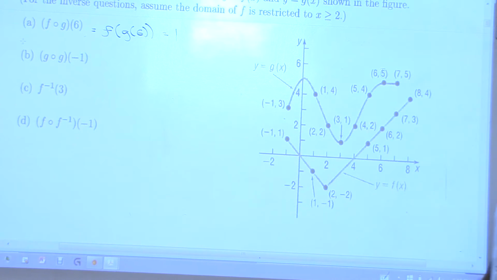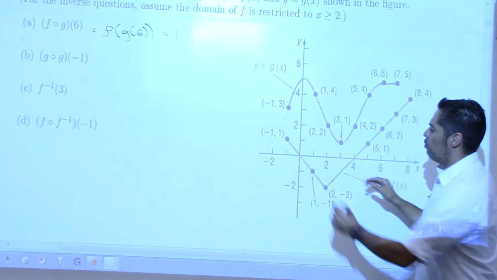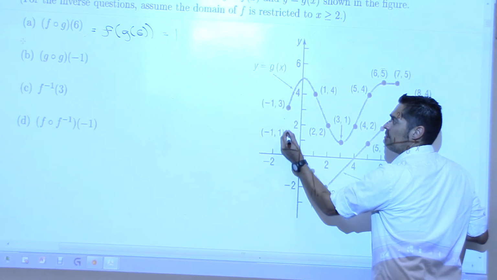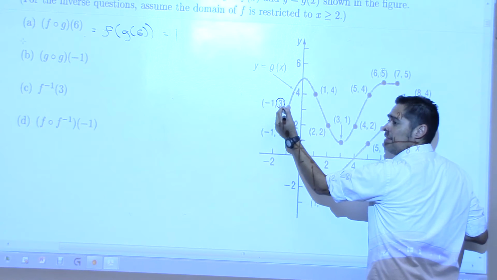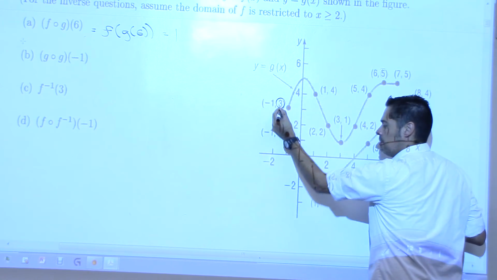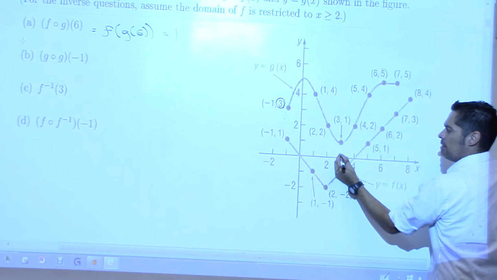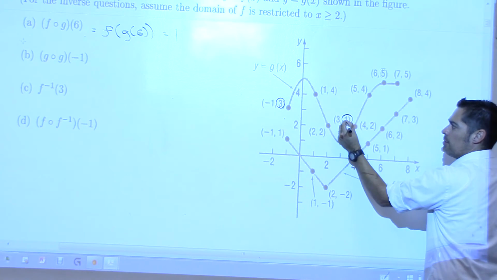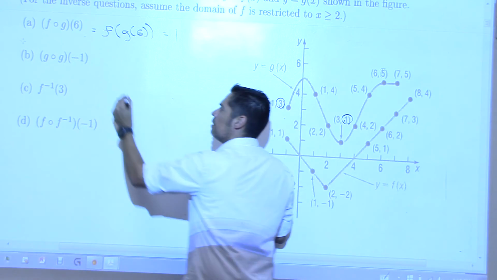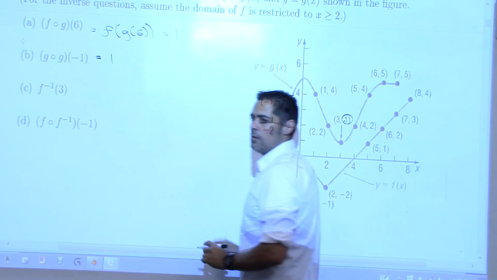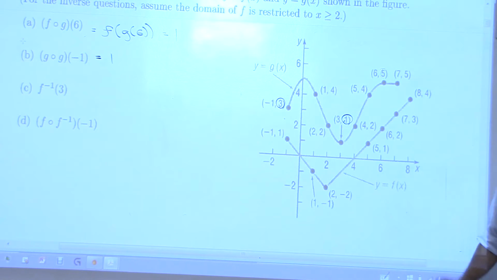What's g of g of negative 1? So negative 1 goes into g first. So here's g. Plug in negative 1, and it spits out 3. Now take that answer and plug it back into g again. So here's 3. You get 1 out. So that's 1. Now, do we have to show the steps? No, you don't have to show any steps. Any questions?